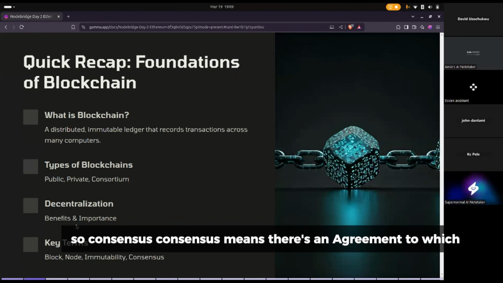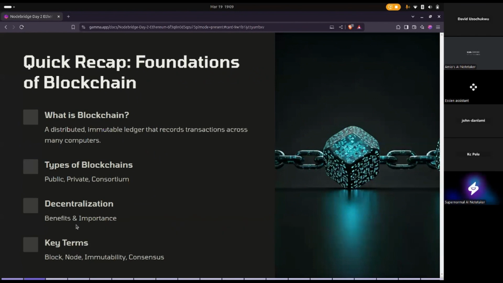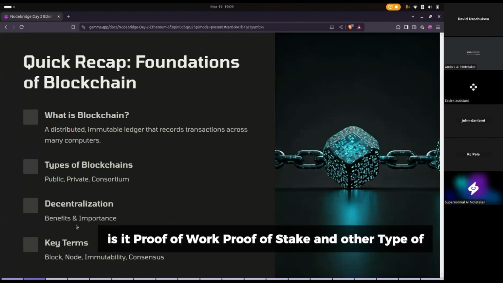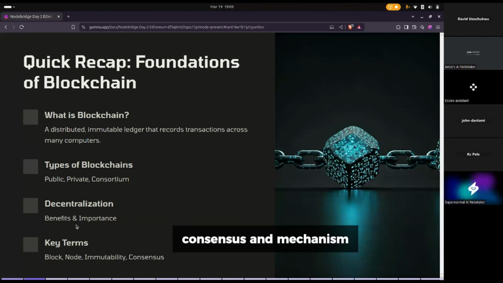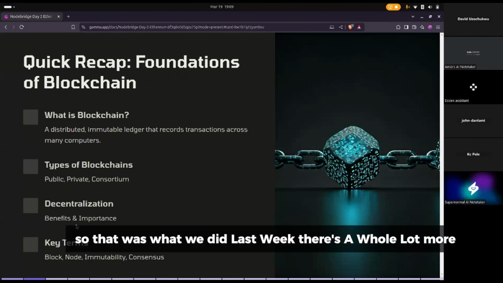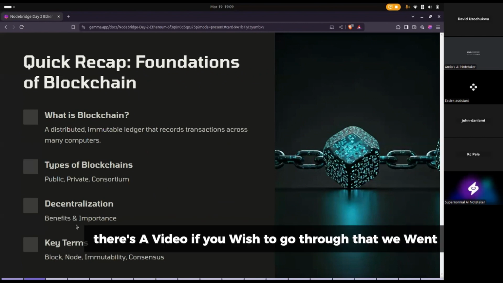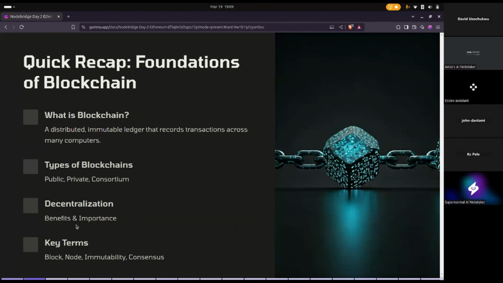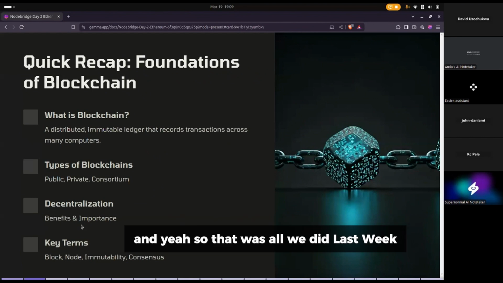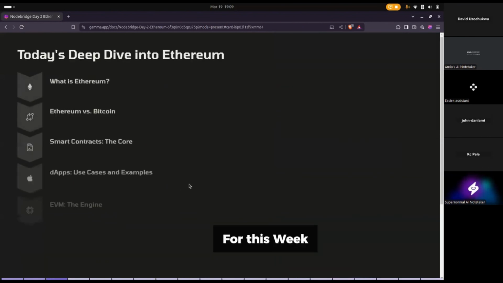Consensus means there's an agreement on how those things have to be done. Is it proof of work, proof of stake, and other types of consensus mechanism? So that was what we did last week. There's a whole lot more. There's the video if you wish to go through that. We went into it in detail, so that was what we did last week. And then let's now dive into what we have for this week.